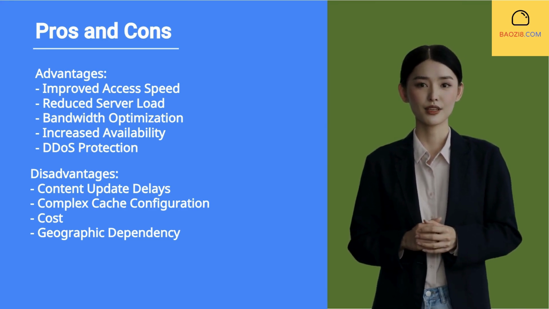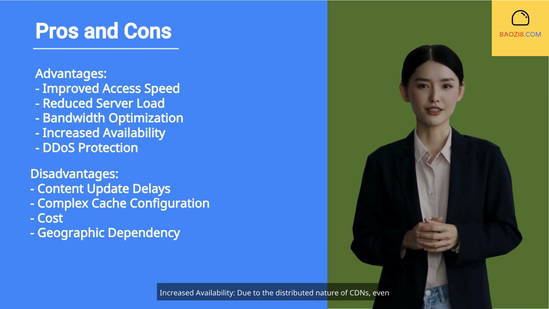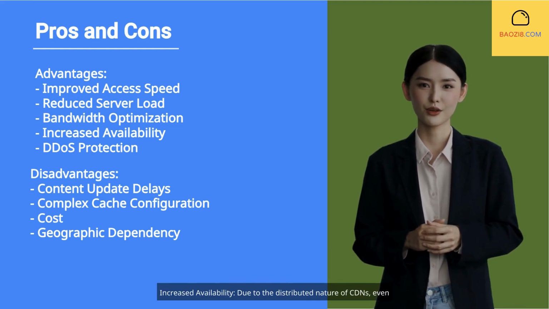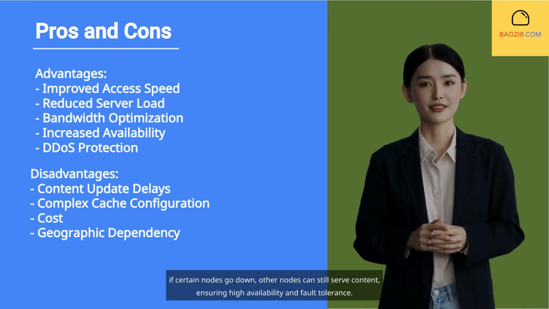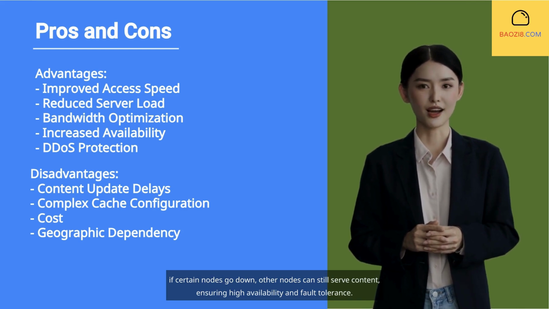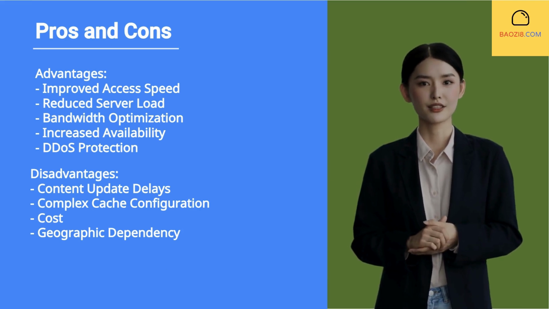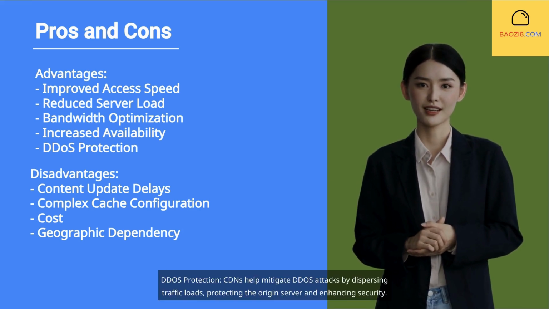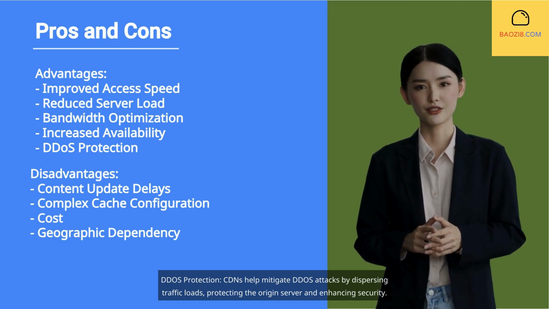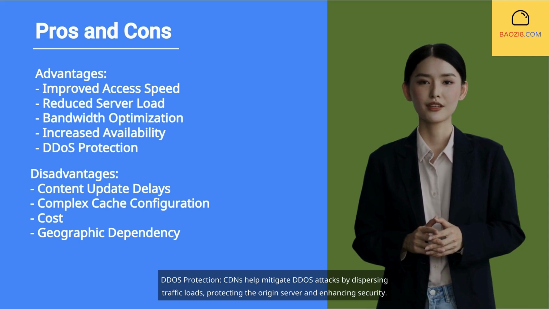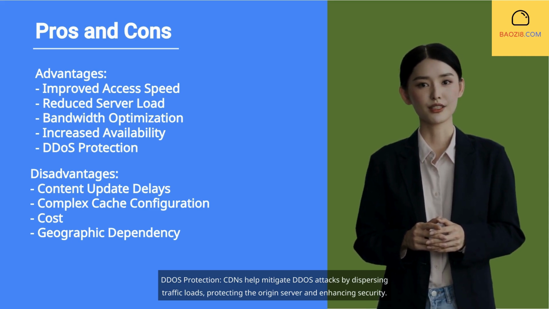4. Increased availability. Due to the distributed nature of CDNs, even if certain nodes go down, other nodes can still serve content, ensuring high availability and fault tolerance. 5. DDoS protection. CDNs help mitigate DDoS attacks by dispersing traffic loads, protecting the origin server, and enhancing security.